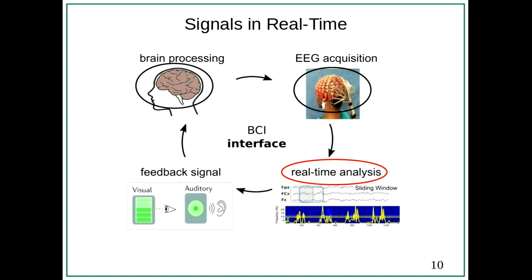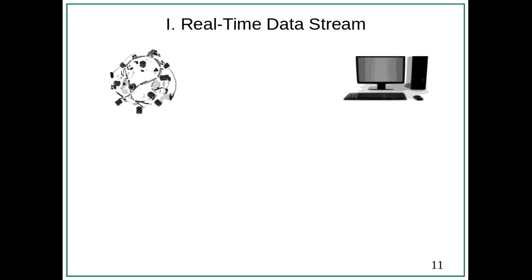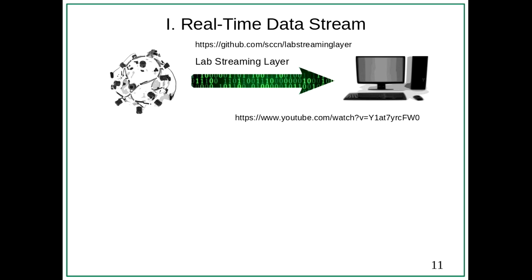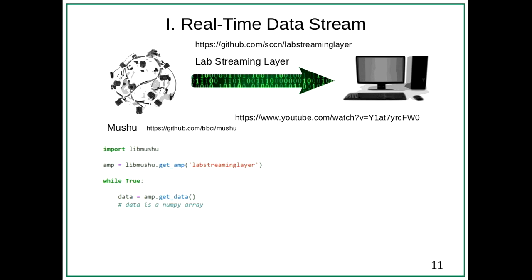Then some words on the real-time analysis. So how do you get the signal in real time? Well, luckily, it is a solved problem. The package that you need to use is called Lab Streaming Layer. This is a C library with ports to C++ and also Python. It allows you to extract the data in real time from many different kinds of clinical EEG devices, and you can bring that into the memory of your computer.